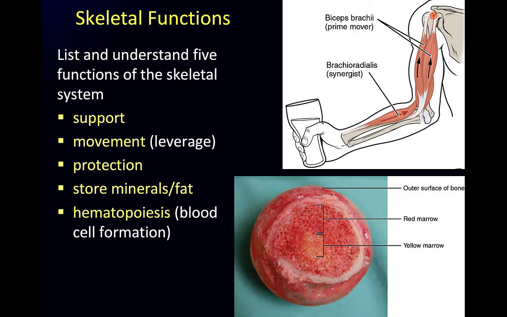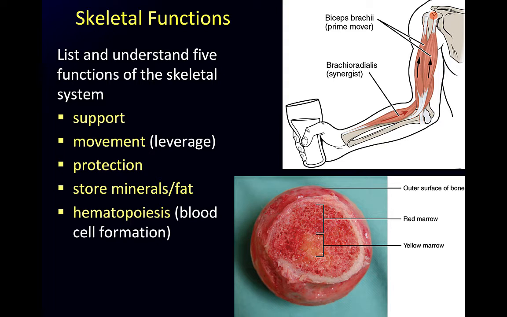Now, along with support, these rigid structures that we call bone can provide protection. And our skull, of course, is a great example of that. But our rib cage as well as our pelvis also can protect some of the organs within them.